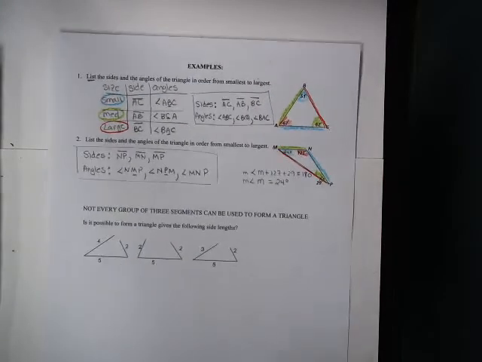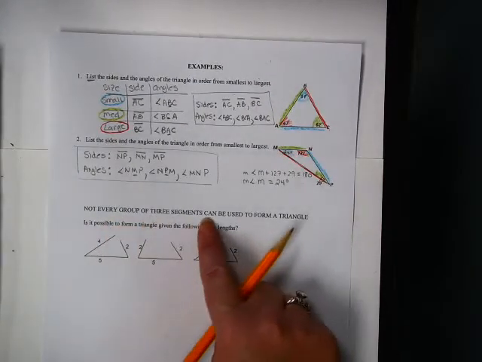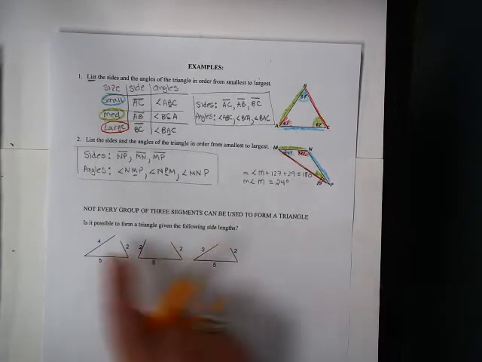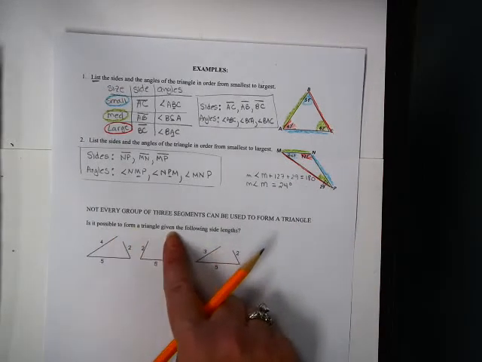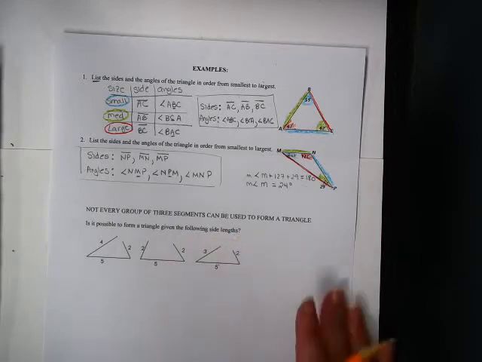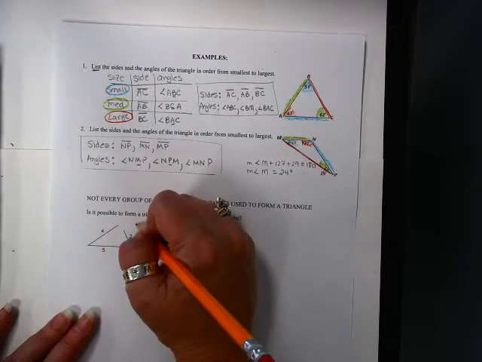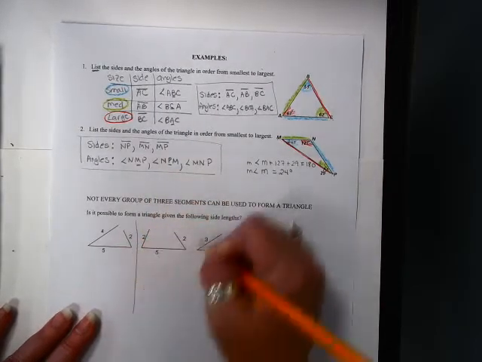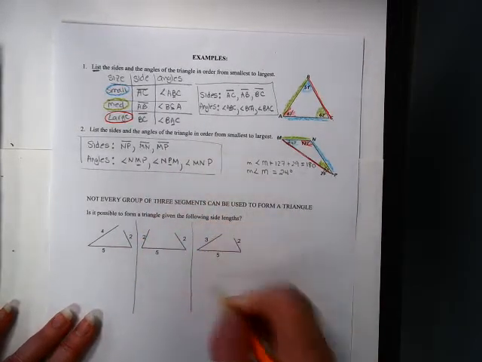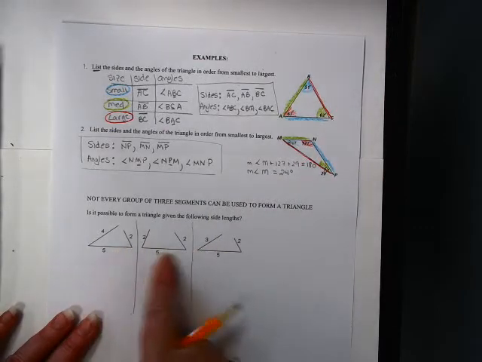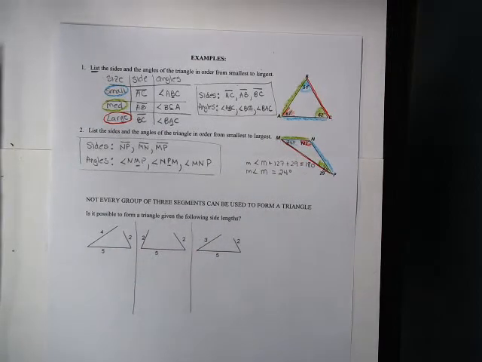Okay, the next one. Not every group of 3 segments can be used to form a triangle. Is it possible to form a triangle given the following side lengths? Let's take a look. Okay, so here, let's say that we're trying to build a tent, and we're given a base of 5 feet long. So each base is 5. And then we're going to use poles. We're given these poles, and they're various lengths, and we're going to try to build a tent out of it.